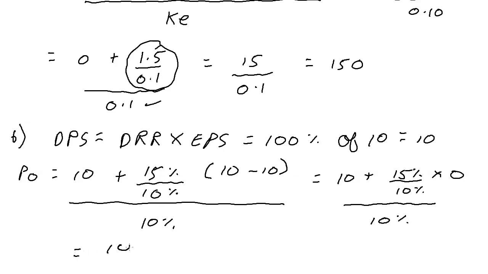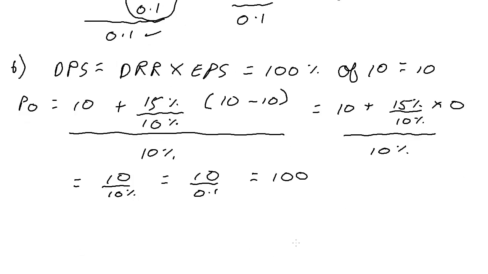So we have 10 upon 10%. Directly do this on the calculator, otherwise 10 upon 0.1 and then do on the calculator, you're going to get 100. So answer for part B, P0 is equal to 100.